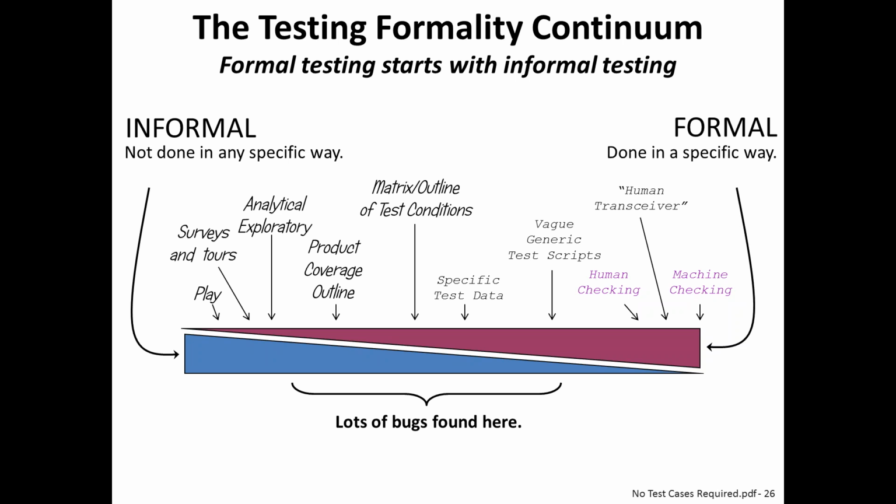So what happens as we analyze the product, as we prepare things called product coverage outlines, which we'll talk about in a sec, as we identify specific conditions to be tested, as we create test scripts, is that we find lots of bugs, and those bugs get fixed such that repeating that process invariantly will not find more bugs.